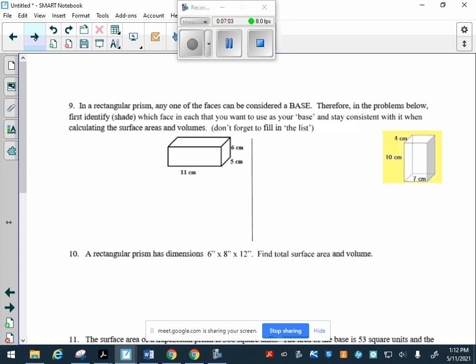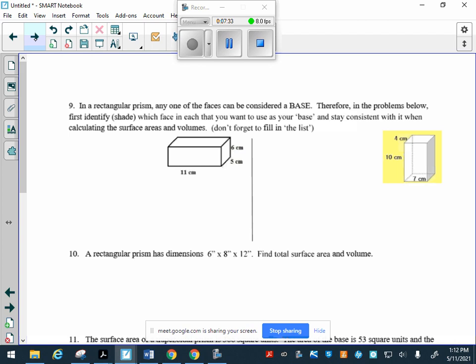So this first one, I just want to point out that with rectangular prisms, every single side could be considered a base. Right? It's not as defined as with other types of prisms. Clearly, the two pentagons are the bases here. But here, all the sides are rectangles. So how do you know which ones to use?